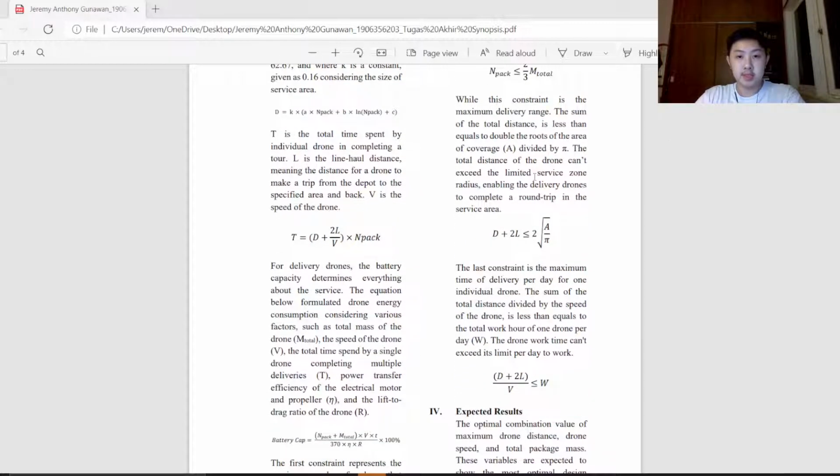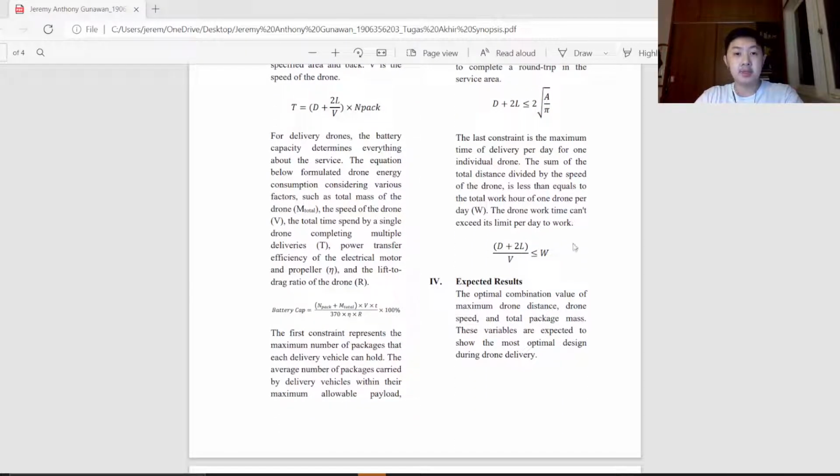The next constraint is the maximum delivery range. So the sum of the total distance, which is the distance of the multiple deliveries and the line haul distance, has to be less than or equal to double the square root of the area of coverage divided by pi. The total distance of the drone can't exceed the limited service zone radius, enabling the delivery drones to complete a round trip in the service area only.